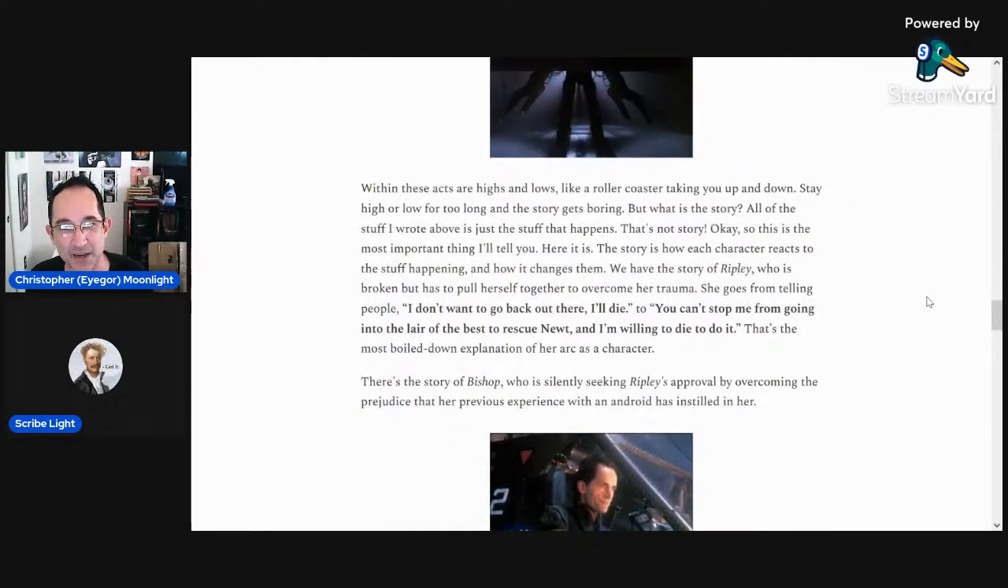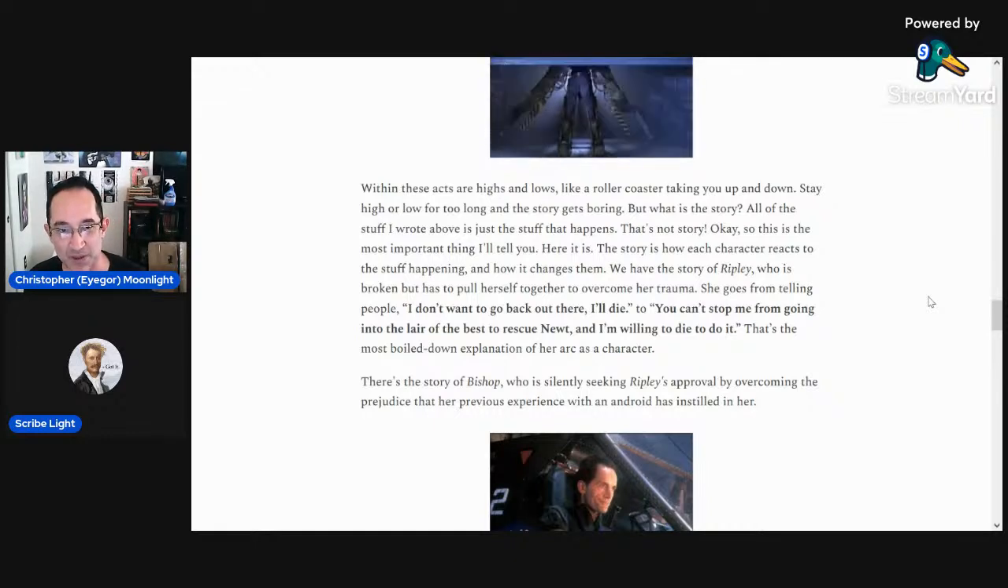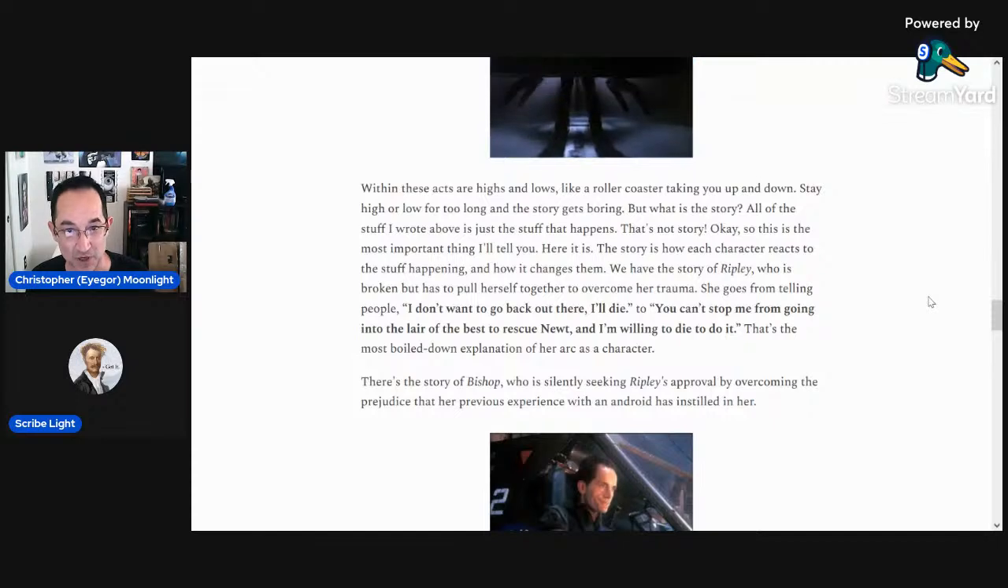Within these acts are highs and lows, like a roller coaster taking you up and down. Stay high or low for too long, and the story gets boring. But what is the story? All of the stuff I wrote about is just the stuff that happens. That's not the story. Okay, so this is the most important thing I'll tell you. Here it is. The story is how each character reacts to the stuff happening and how it changes them.